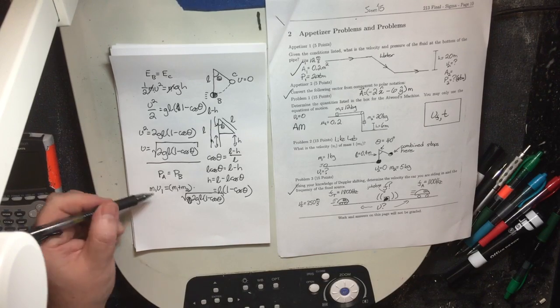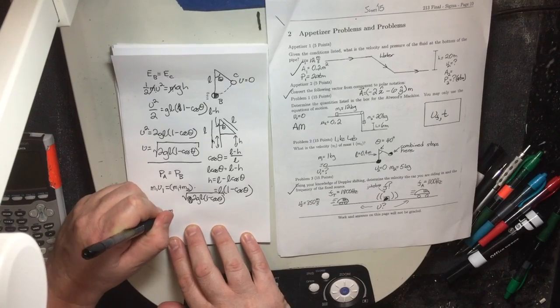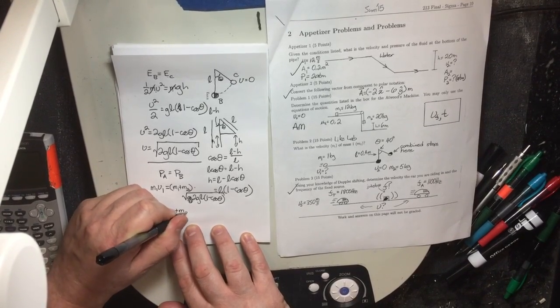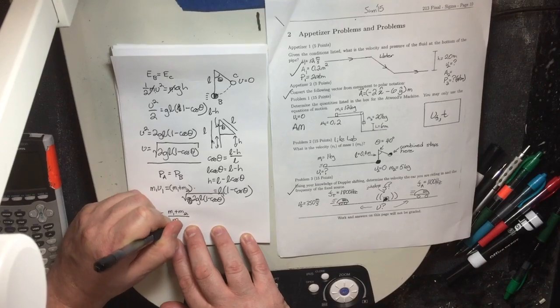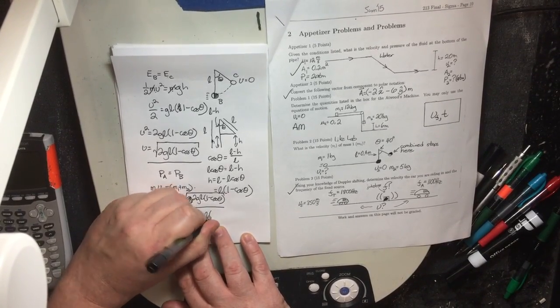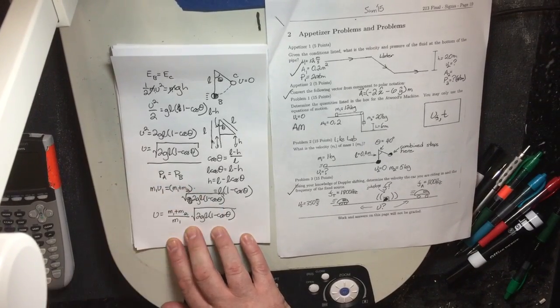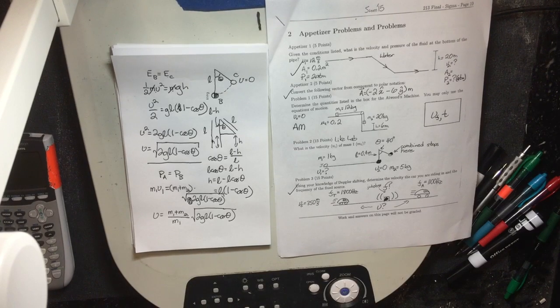Now what am I looking for? I'm looking for v1, the velocity of the ball initially. This is (m1 plus m2) over m1 times the square root of 2gL (1 minus cosine theta). And that is the answer for velocity.